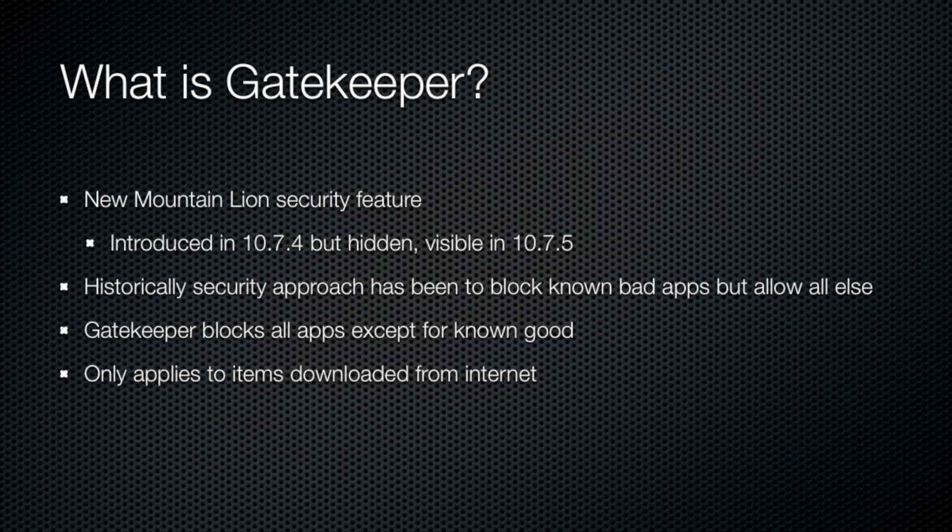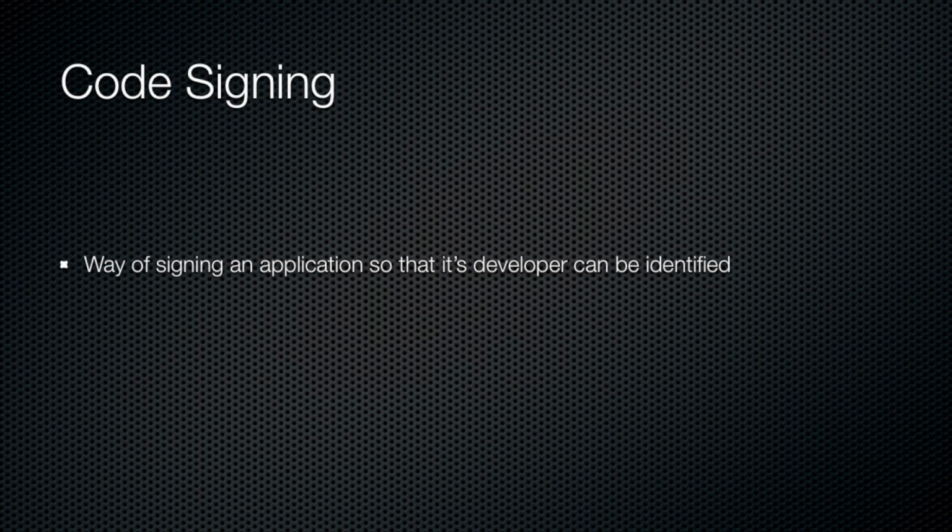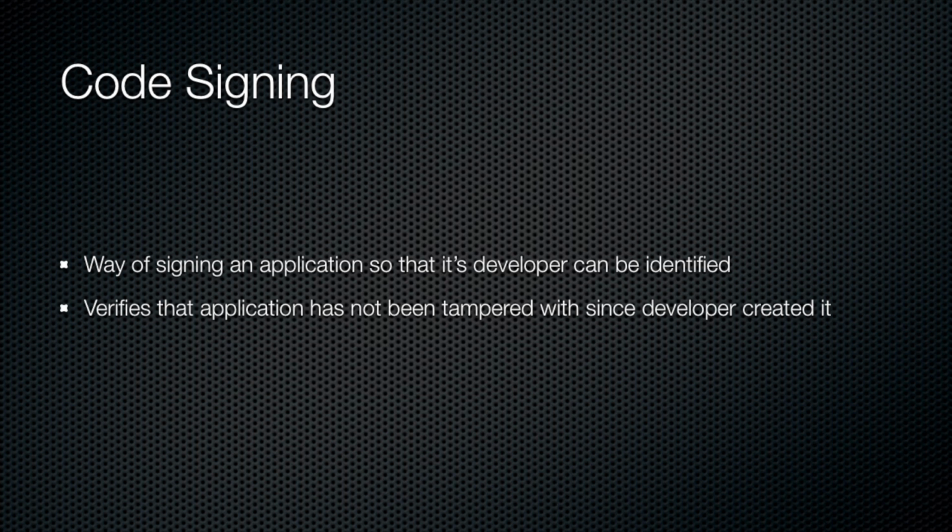Gatekeeper is also reliant on code signing to verify the identity of the application developer. So what is code signing? Code signing is a way of signing an application in such a way so that its developer can be identified and so that when the application is run, the system can check to make sure the application has not been tampered with or damaged in some way.